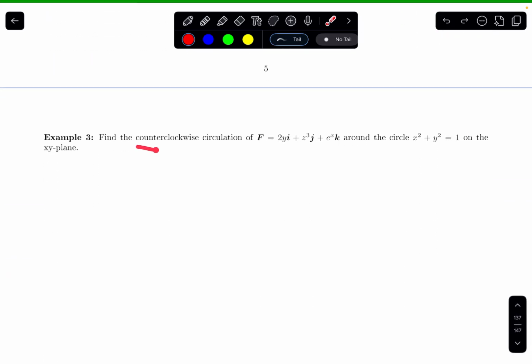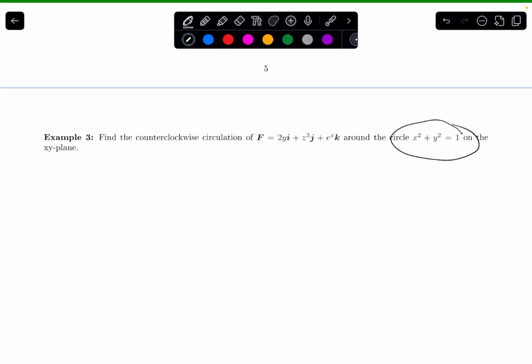I want to find the counterclockwise circulation of this vector field. It's a 3D vector field. I have an i hat, j hat, and a k hat around the circle x squared plus y squared equals 1 on the xy plane. So let's draw a picture. Ordinarily, to draw this circle, I would just need my x and y axes, but because this is in 3D, I should draw it in 3D space. So I have my z-axis, my x, and my y. Okay, so we got all three axes. I'll draw the negative y direction, the negative z direction, and the negative x direction.